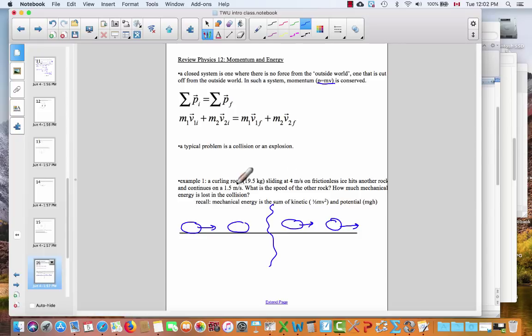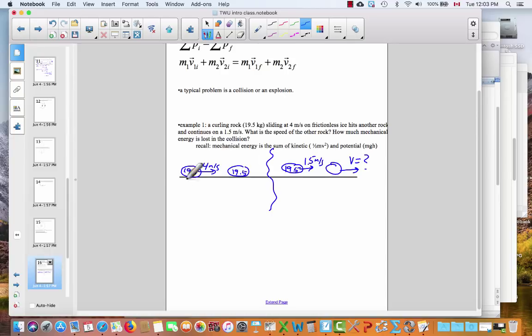So a really simple example, just a curling rock sliding and hitting another curling rock. So these both have a mass of 19.5. This one's moving at 4 meters per second. This one initially is at rest, so this is our before picture. After, so this same curling rock is now going at 1.5 meters per second. We just want to know how fast this one's going.